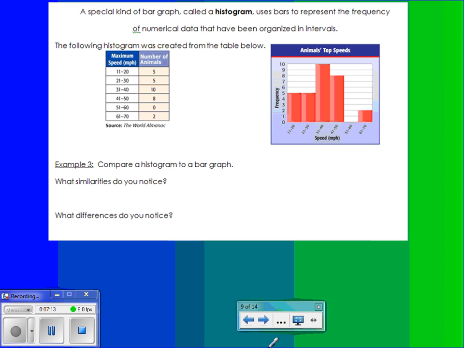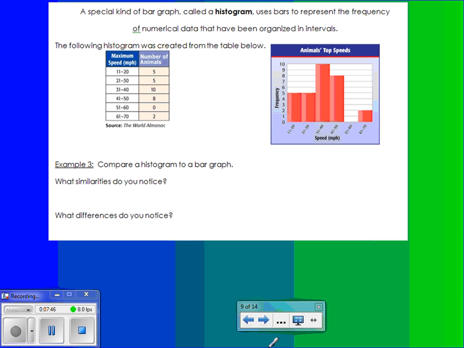Very good. So take a look at the numbers below the bars. Notice that the first bar is 11 to 20, and the second bar starts with 21. Those numbers are right next to each other, correct? So our bars go right next to each other. So in a histogram, we have intervals that go along the bottom. And an interval is a set of numbers: 11 to 20, 21 to 30, 31 to 40, 41 to 50, 51 to 60, 61 to 70, all in a row.